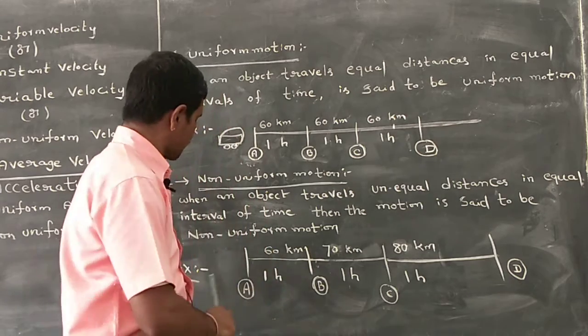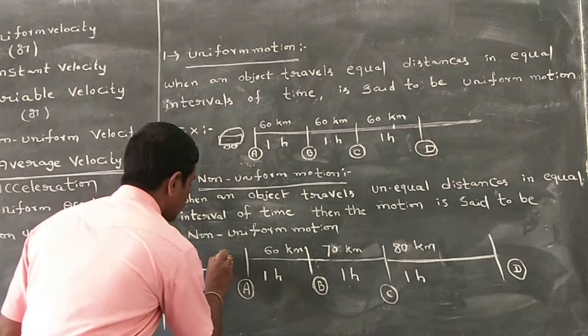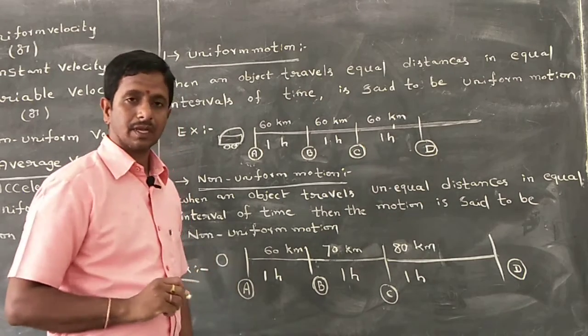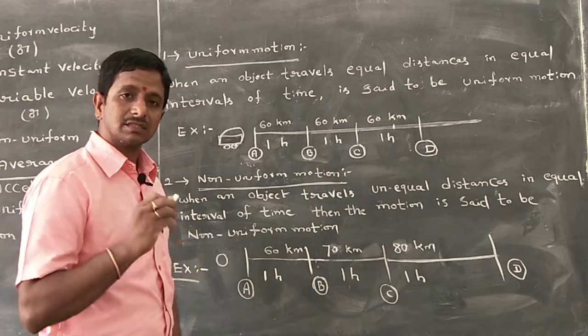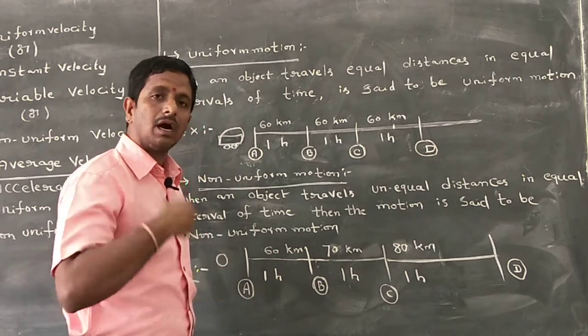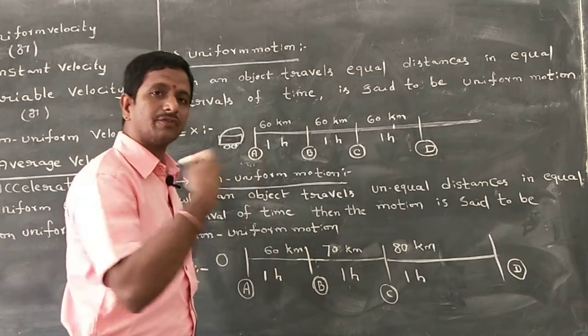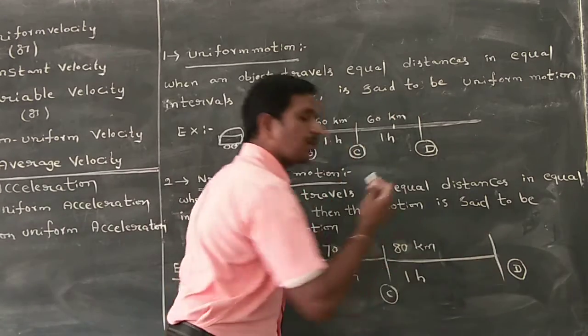Example: now take a body. This body started at A, reaches point B after some time, reaches point C after some time, and after some time reaches point D.